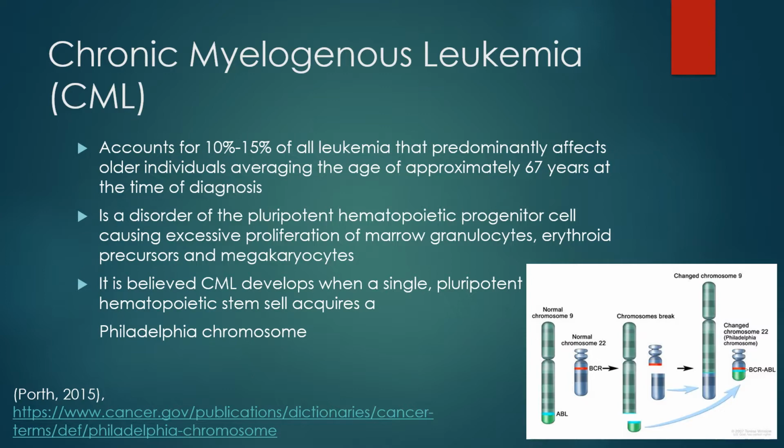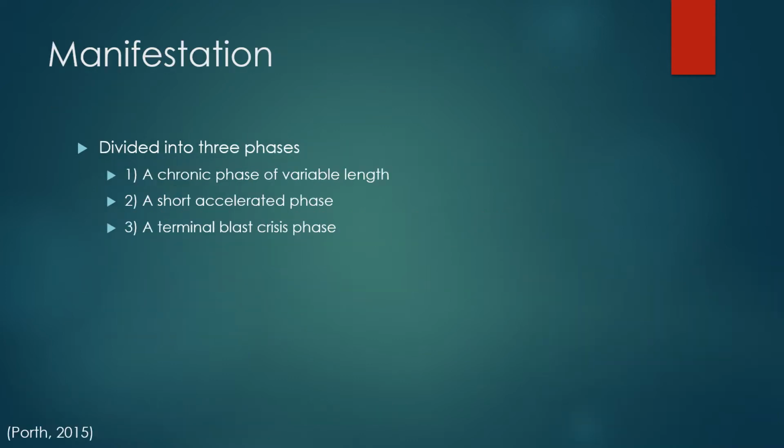It's believed that this form of leukemia develops when a single pluripotent hematopoietic stem cell acquires a Philadelphia chromosome. And a Philadelphia chromosome, as you can see in the picture in the corner, undergoes a translocation between the long arm of chromosome 22 and the long arm of chromosome 9. This condition is found in more than 90% of people with chronic myelogenous leukemia. And this manifestation is divided into 3 phases.